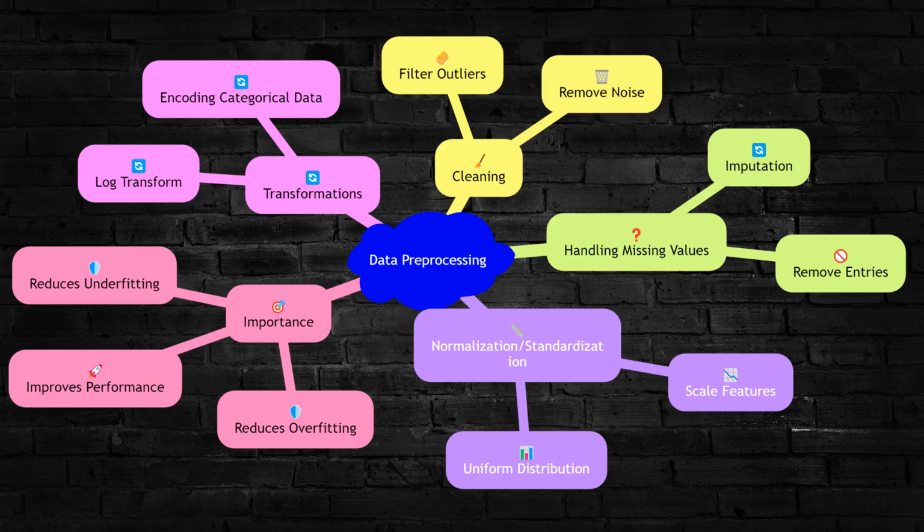Once data is ingested, it must be pre-processed before it can be used for model training. Data preprocessing involves cleaning the data, handling missing values, normalizing or standardizing features, and performing any necessary transformations. This step is essential for ensuring that the data is in a suitable format for training the model. Proper data preprocessing can significantly improve the performance of the model and reduce the risk of overfitting or underfitting.